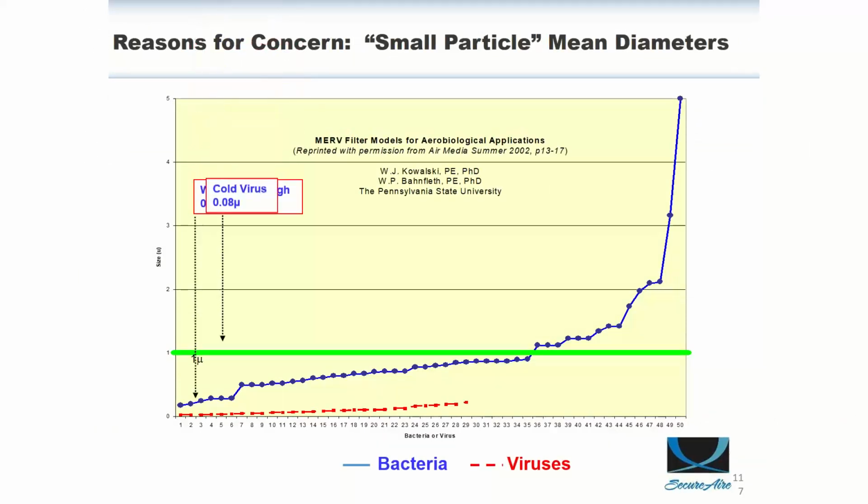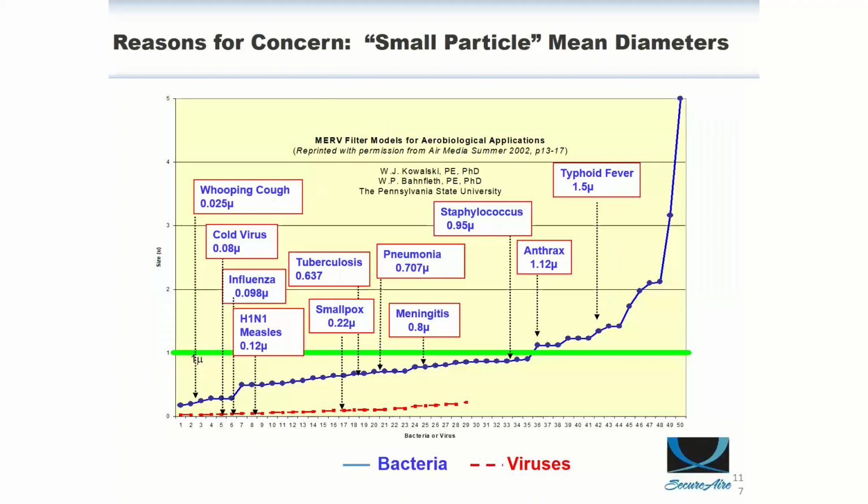Start plotting some of these on here just so you can kind of see them. For some reason, my slides are going slow. All right, there we go. They're all up. So this line right here is kind of like representing what the things above that are a little bit easier to catch with a filter, right? The things below that are harder to catch with a filter. Pretty much all the virus stuff, cold virus, influenza, H1N1, all that kind of stuff. It's harder to catch because it's small.